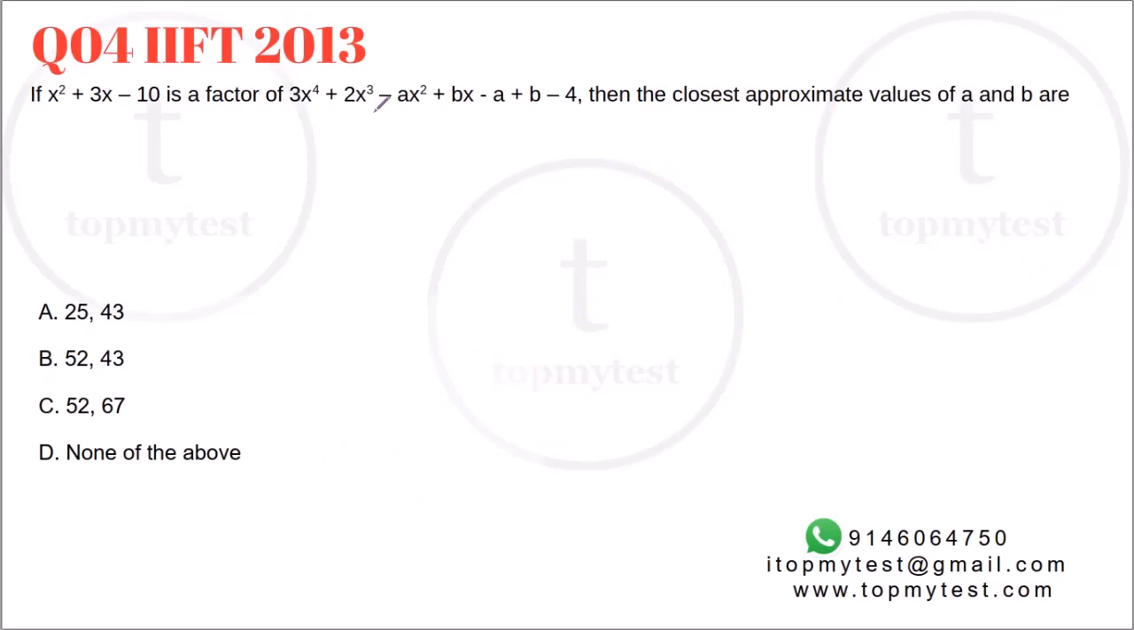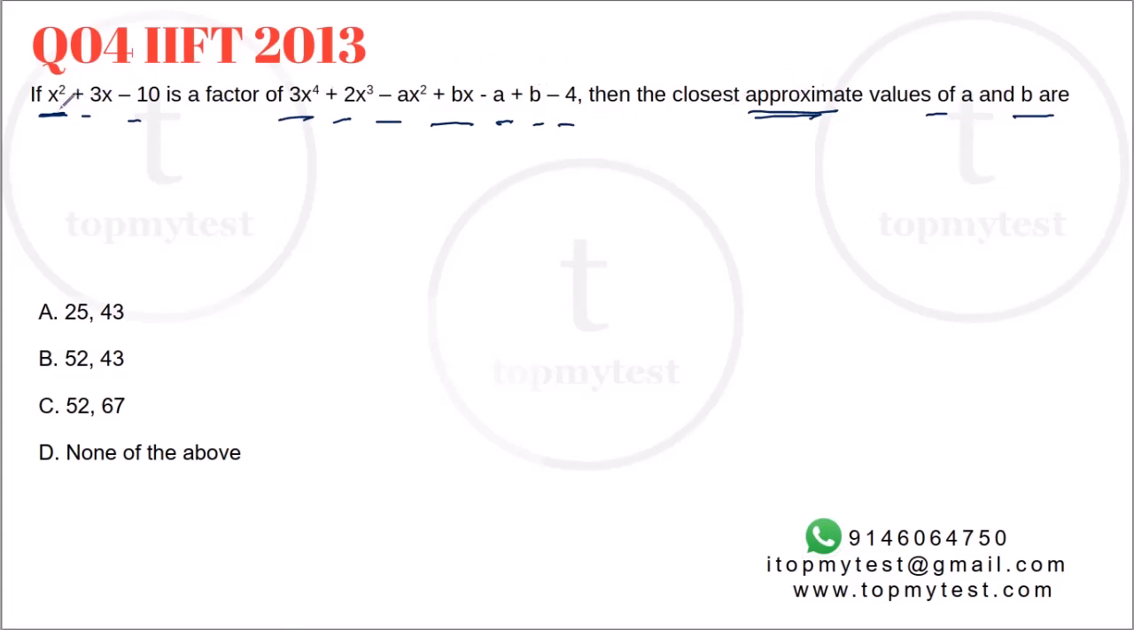Now, some higher order equation might require you to be a little bit more careful when you're solving this. This is a question from IFT 2013. Again, a very nice question. It says, if x square plus 3x minus 10 is a factor of 3x to the power 4 plus 2x cube minus ax square plus bx minus a plus b minus 4, then the closest approximate values of a and b are how much?